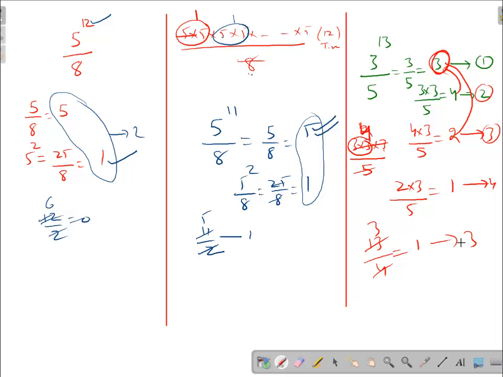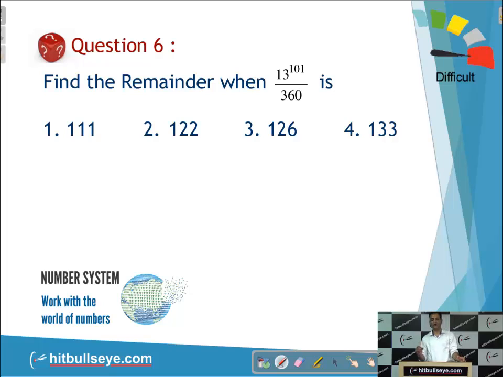Is it clear, students? Cyclicity. Why? We will do it in detail in the next lecture, a lecture on cyclicity and Euler number. Right now, because we are doing the application portion, in this question, how can you use this theorem? Convert this 360, students, into numbers, into factors which are co-prime. Like 8 into 9 is 72, into 5 is 360.